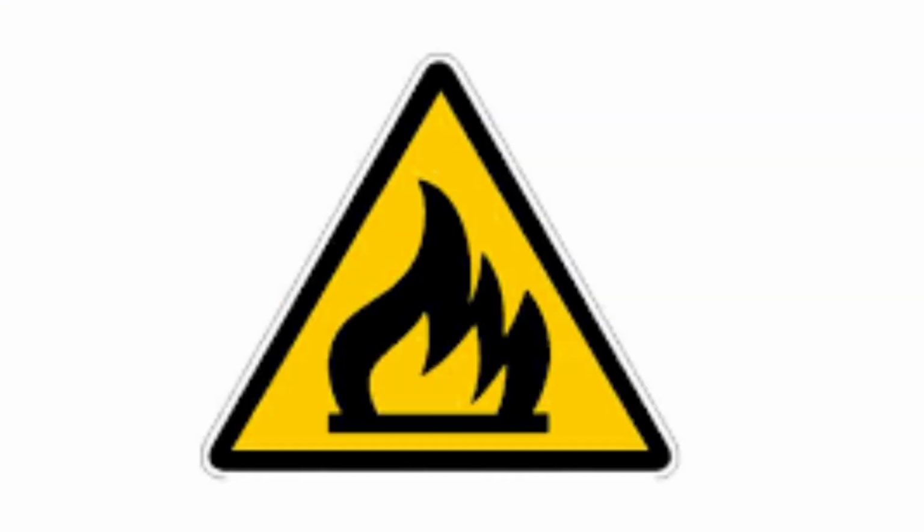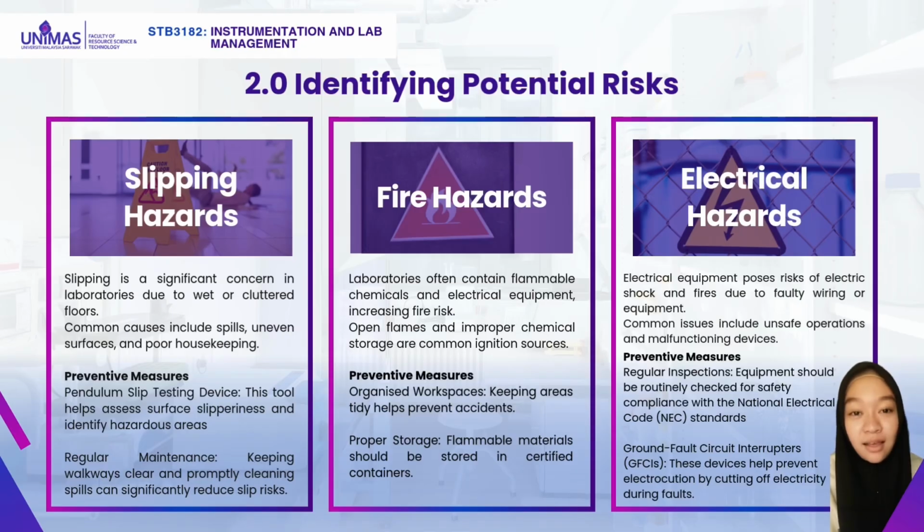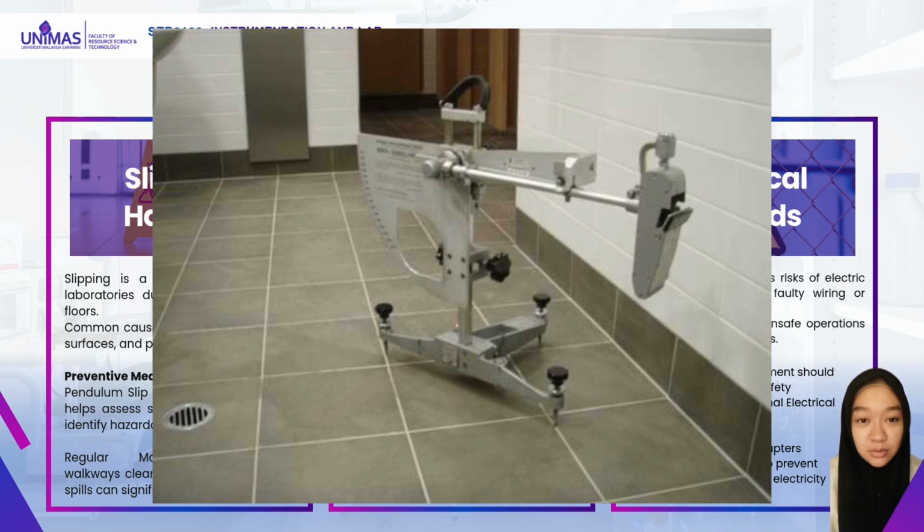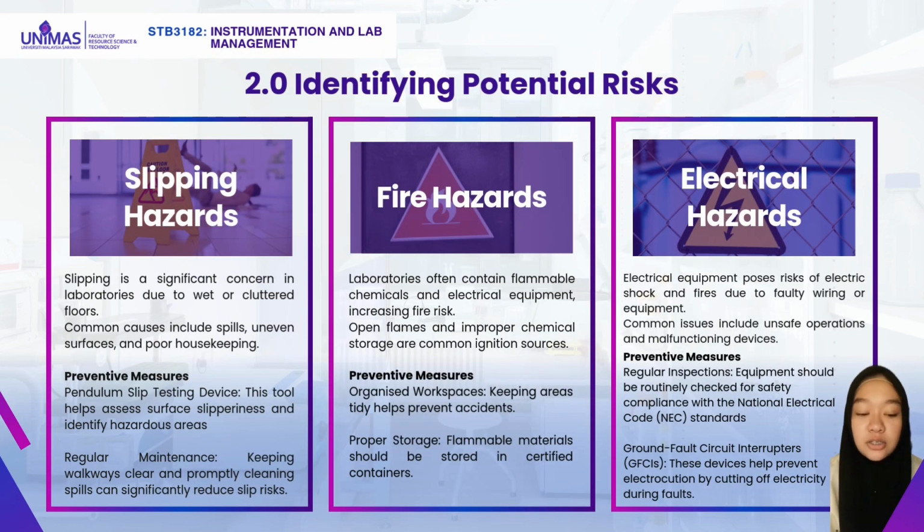which are slipping, fire, and also electrical risk. Understanding these hazards is crucial for maintaining a safe working environment. Slipping is a significant concern due to wet or cluttered floors, with common causes including spills and uneven surfaces. To mitigate this risk, laboratories can use tools like the pendulum slip testing device to assess the surface slipperiness and should maintain clear walkways and properly clean spills.